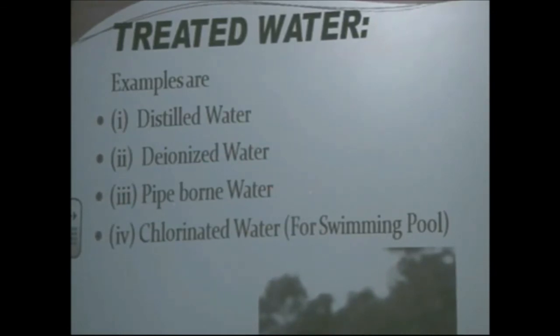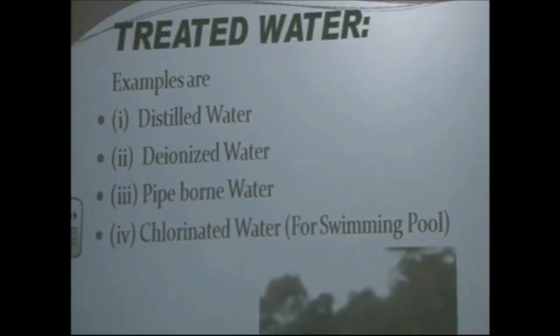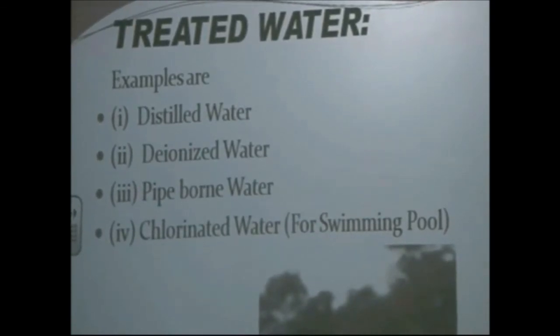Then the next one is pipe-borne water. That one is quite common in our homes. The water the government pumps from water works into our various homes that we use in our bedroom, in our kitchen, and we can drink it because it is safe, it has been treated. The next one is chlorinated water for swimming pool. In swimming pool, you normally add chlorine to it in order to kill the germs there. So these are the forms of treated water that we have.